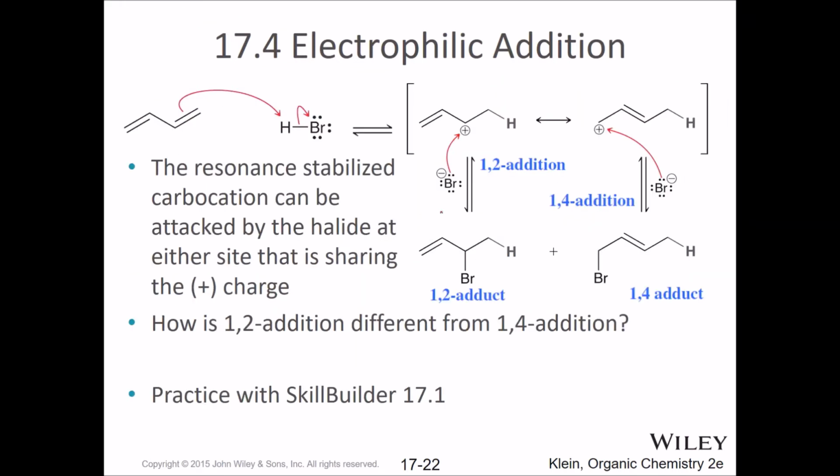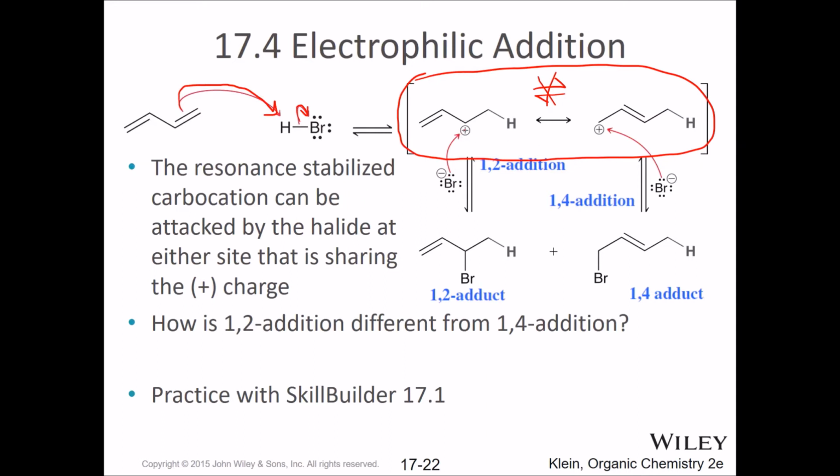Okay, so given the whole story now in one picture. Boom. Boom. Resonance hybrid. This is all one thing now, don't forget. This is not an equilibrium. This is a resonance. So you've got some positive character here and some positive character here, and they're depicted by showing these two resonance contributors.